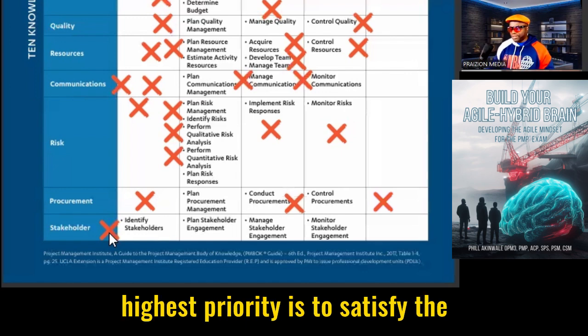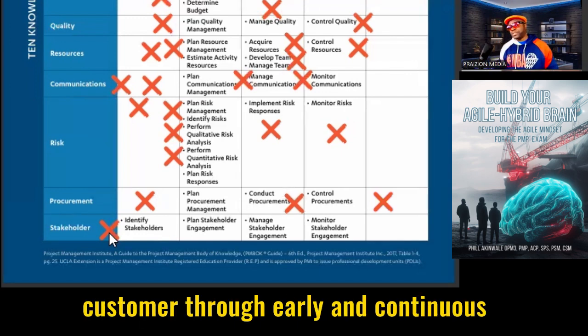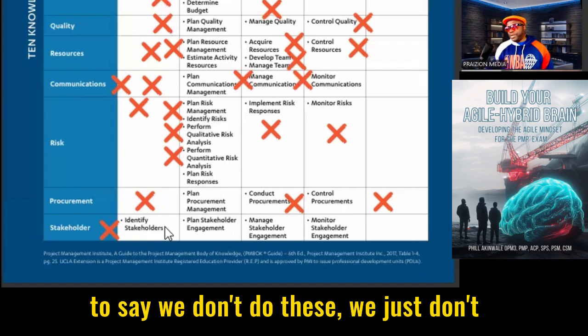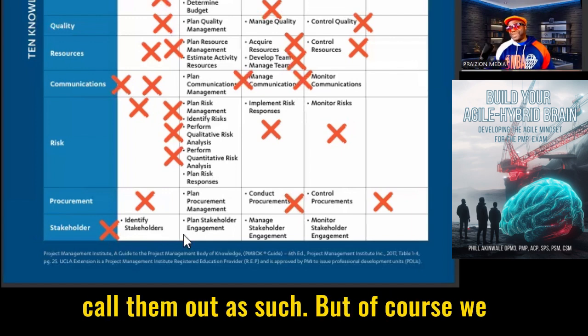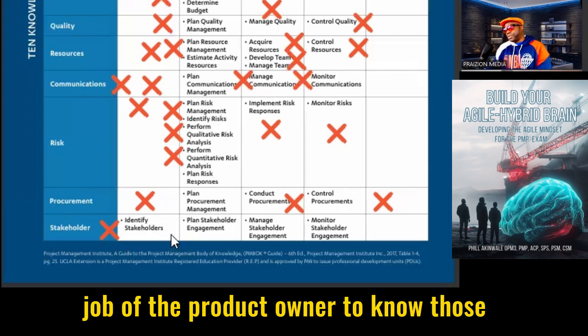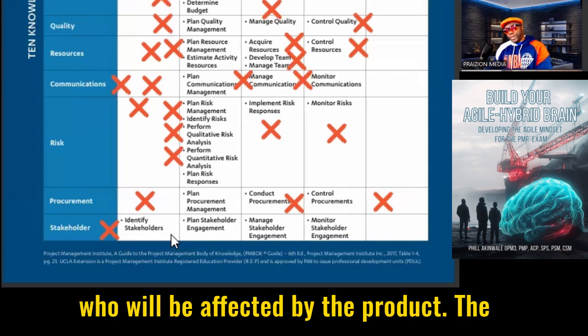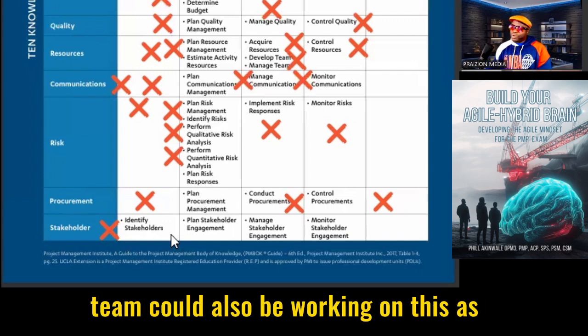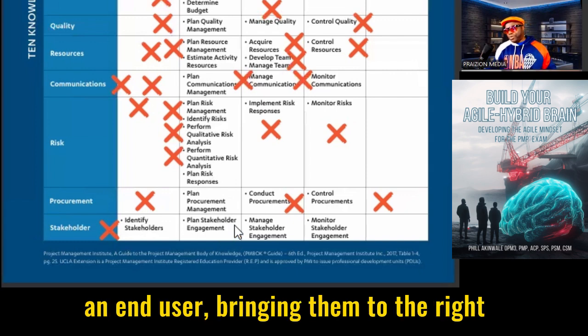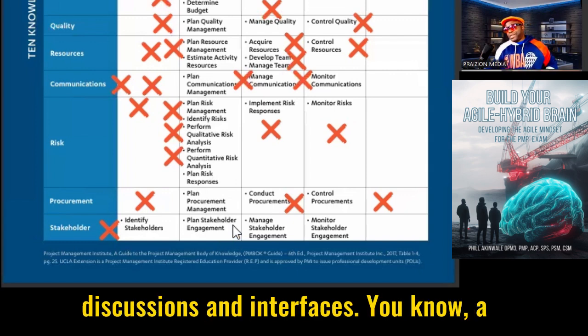Finally, stakeholder. What more can we say? Our highest priority is to satisfy the customer through early and continuous delivery of valuable product. So it's not to say we don't do these. We just don't call them out as such. But of course, we identify our stakeholders. And this is a job of the product owner to know those who will be affected by the product. The team could also be working on this as well, keeping a keen eye on who could be an end user, bringing them to the right discussions and interfaces.